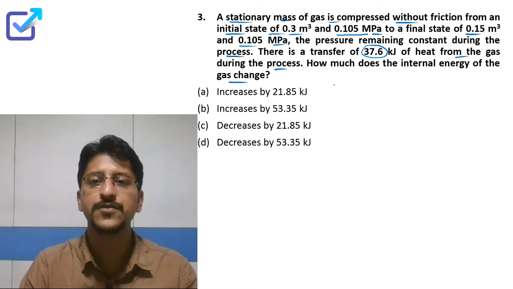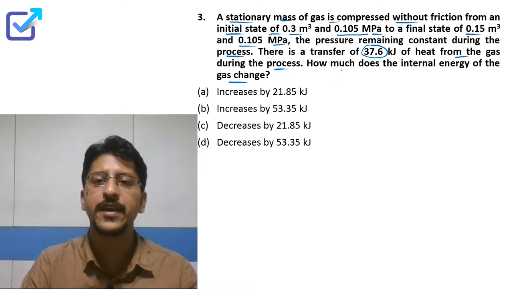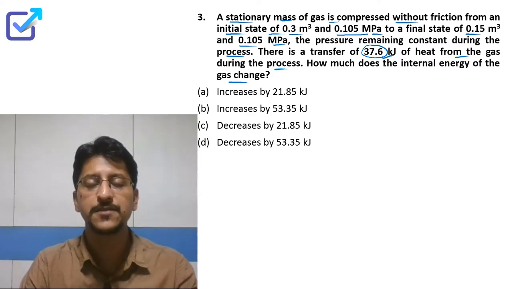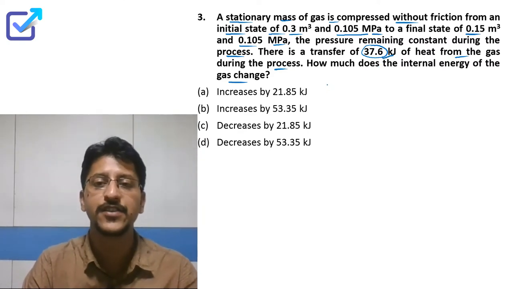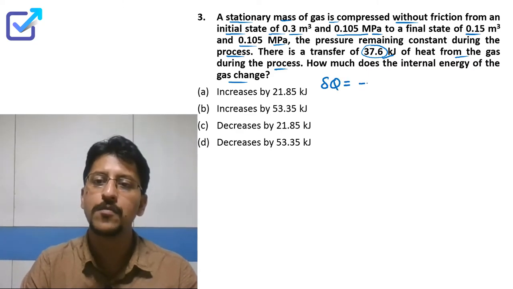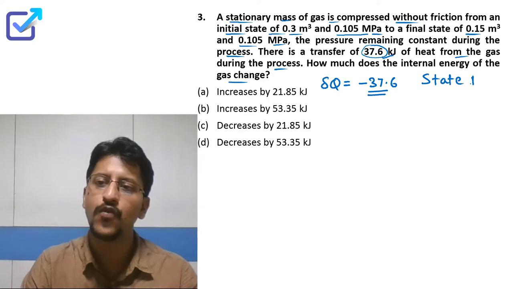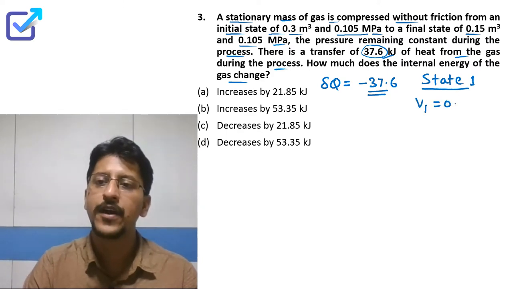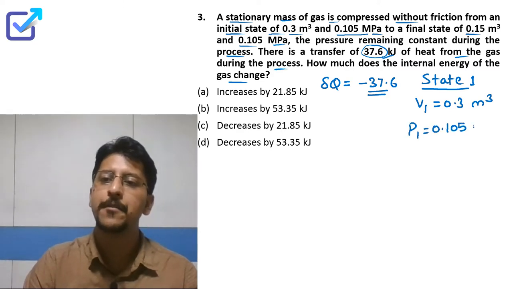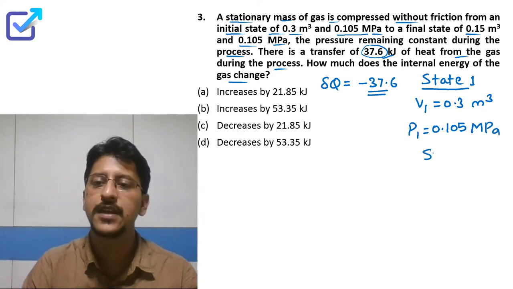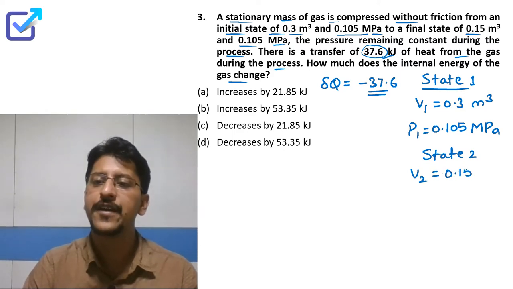So what are the important points we can get from here? The first point is that since this is the amount of heat being taken from the gas, it's the heat being rejected. So delta Q will be equal to minus 37.6. Why minus? Because it is taken out of the system. Then we have the change of state, from state 1, which has volume 0.3 meter cube and pressure 0.105 megapascal, and it is being taken to state 2. State 2 has volume 0.15 meter cube, and pressure P2 is equal to P1.